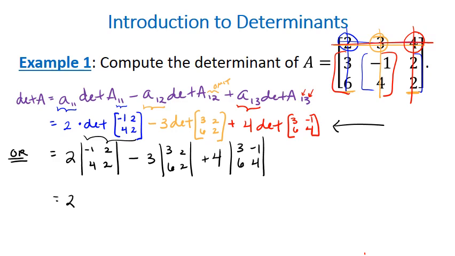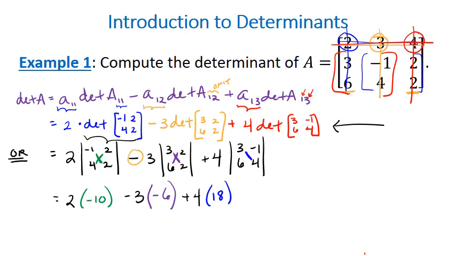So I'm going to take 2 times the determinant of this. So this gives me a negative 2 minus 8, which is a negative 10, minus 3 times the determinant of this, which is 6 minus 12, so a negative 6, plus 4 times the determinant of this. This gives me 12 minus a negative 6, which is 18.